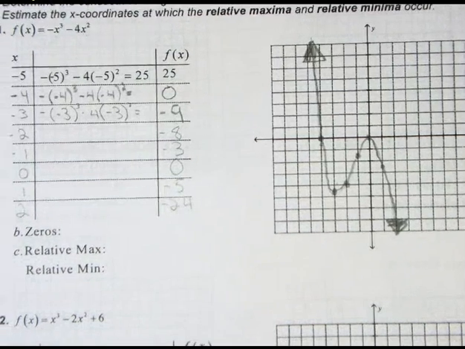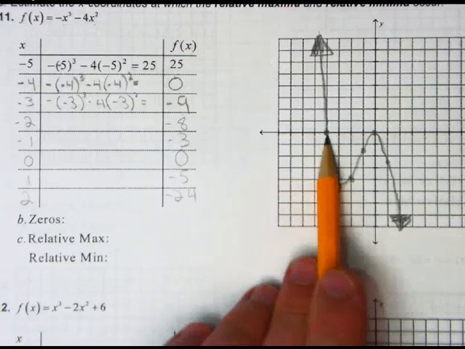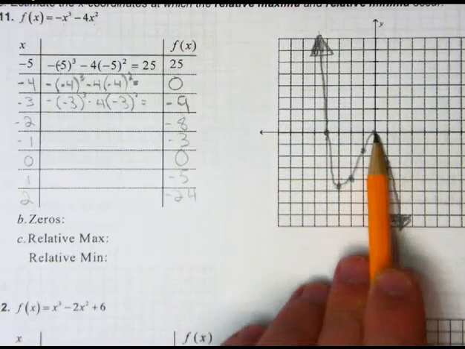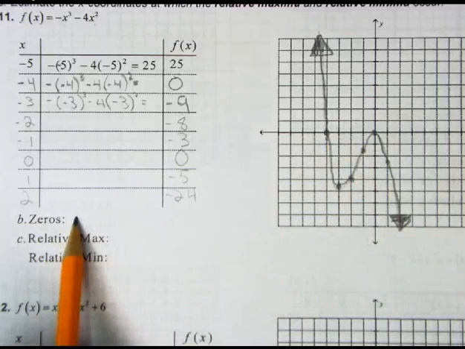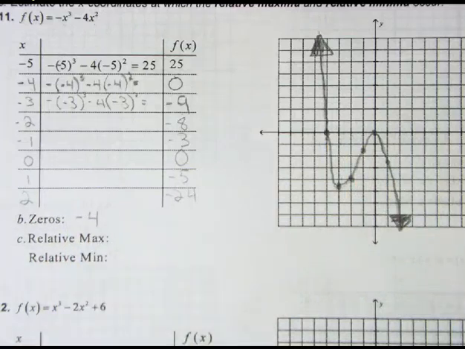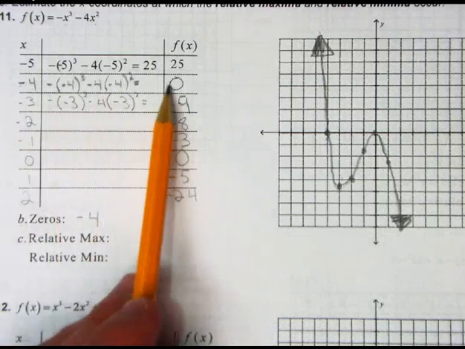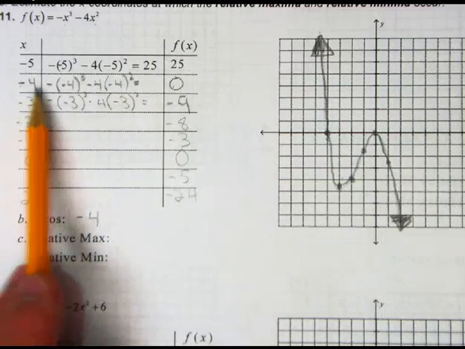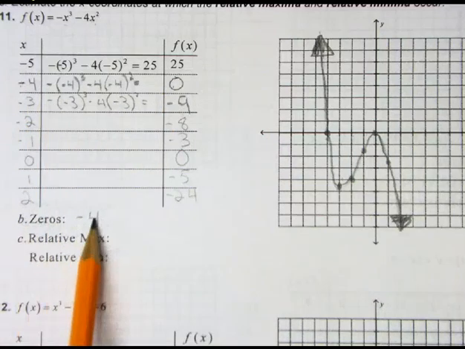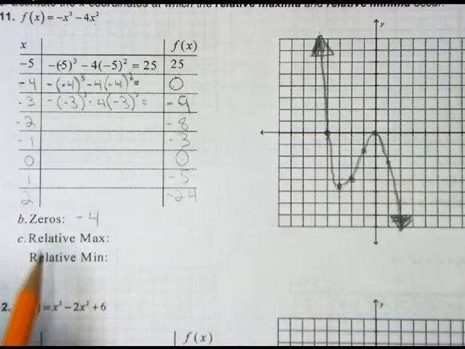So zeros, we're talking about x-intercepts. Yeah. So x equals -4 and 0. Also, you can see if you plug in -4, what do you get? A 0. That's why it's called the zeros. So the numbers you plug in that give you 0 are -4 and 0. As you can see, it's also an x-intercept.